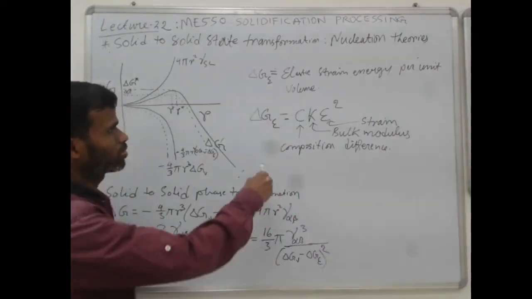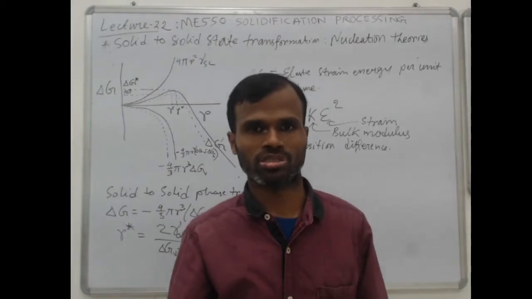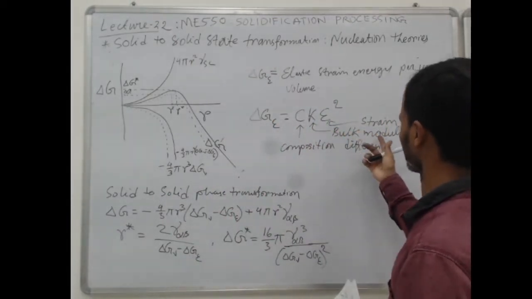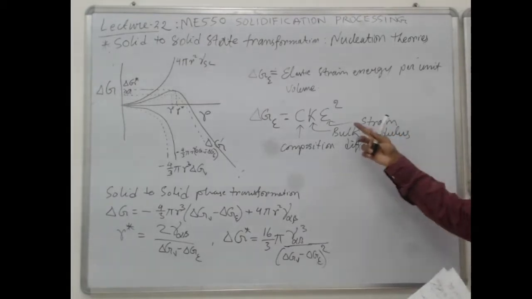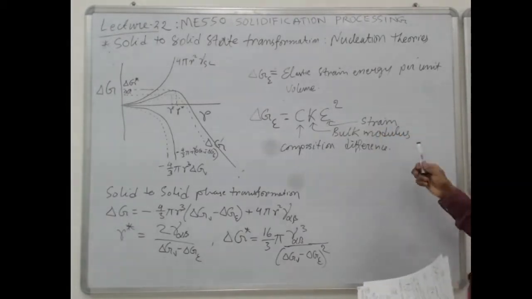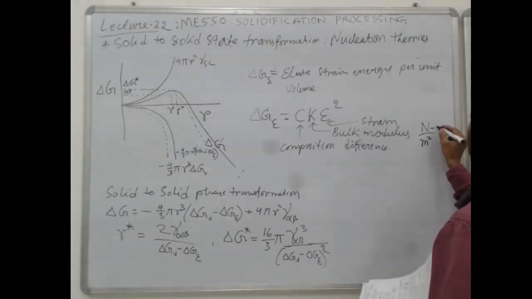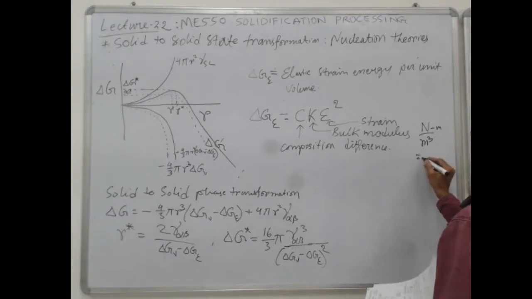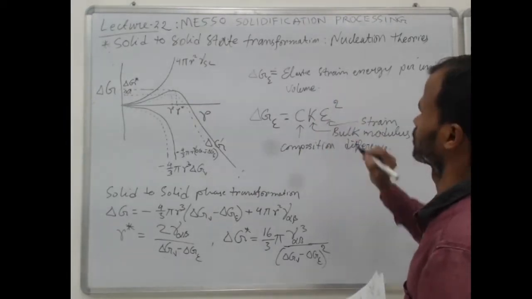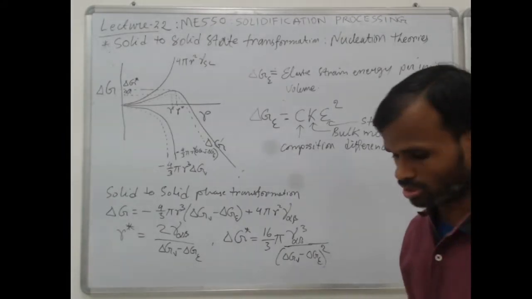So this is how, in a very simple manner, this free energy term is generally defined. Since this is a modulus, it will have a unit of MPa, which is nothing but Newton per meter square. You can write Newton meter per meter cube, so Joule per meter cube. So this is how it is energy per unit volume: elastic strain energy per unit volume.